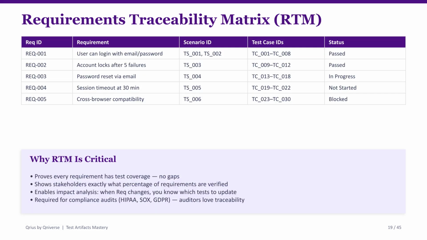The Requirements Traceability Matrix, or RTM, is critical. It proves every requirement has test coverage, shows verification progress to stakeholders, enables impact analysis during changes, and is essential for compliance audits like HIPAA and GDPR.